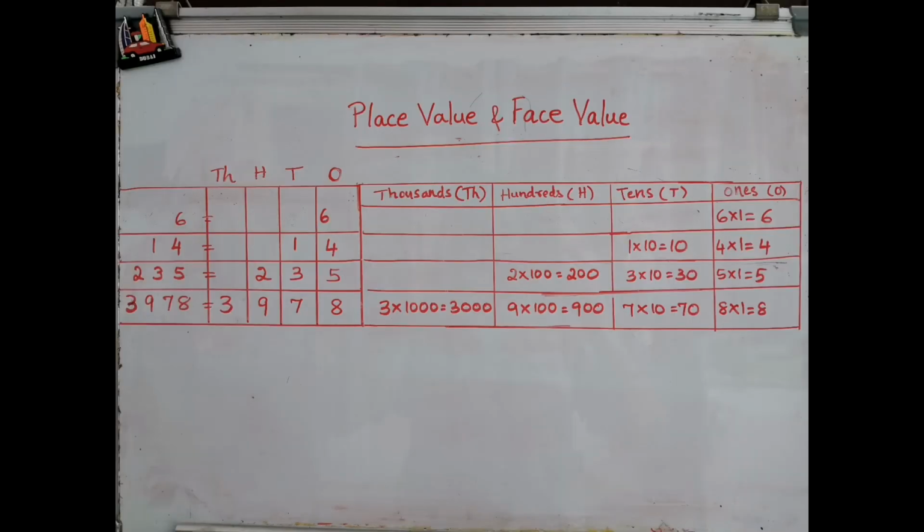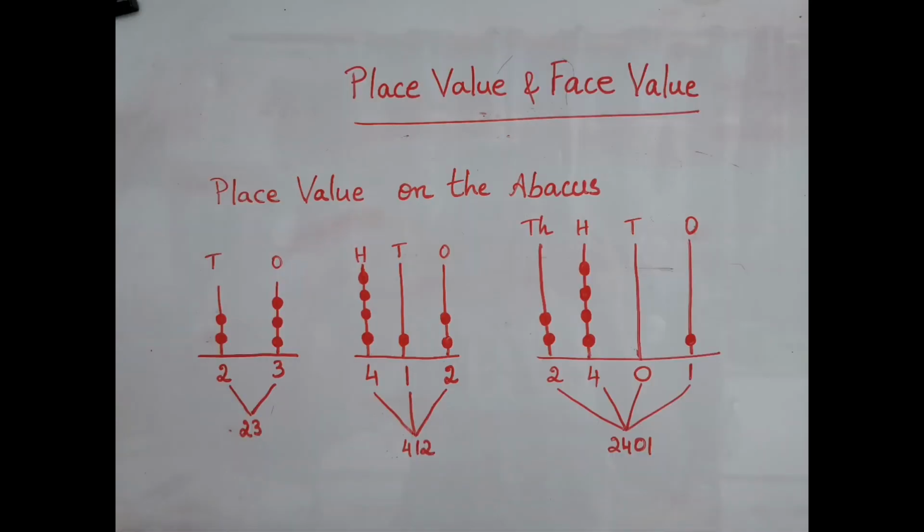In the left hand side table, I have placed the values, and in the right hand side table, I have given the values to each place. So 6 into 1 is 6. You can see there, and here in the second example, 4 into 1 is 4 and 1 into 10 is 10. So in the tens place 1 will come, in the ones place 4 will come. In this way, we can find the place value of a given number. Here we will see how to find the place value on the abacus.